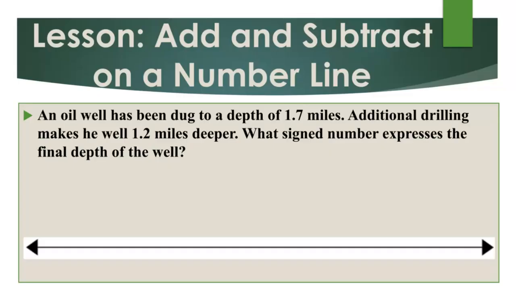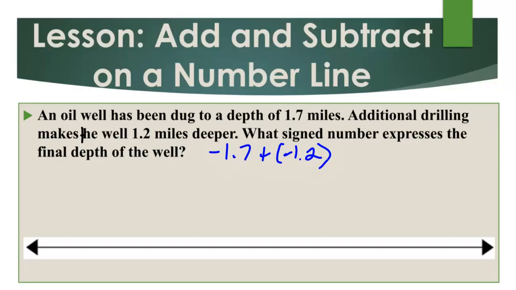So it says an oil well has been dug to a depth of 1.7 miles. So if it's a depth, that means it's going down. So that's a negative 1.7. And additional drilling makes the well 1.2 miles deeper. So that means we're adding another negative 1.2 deeper.